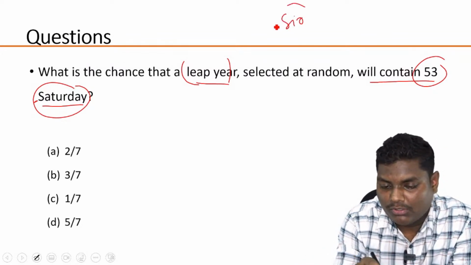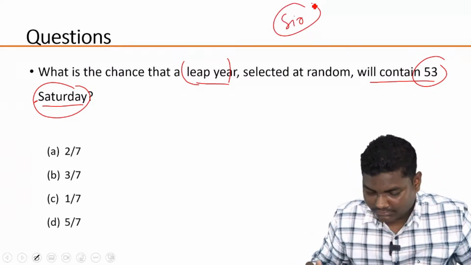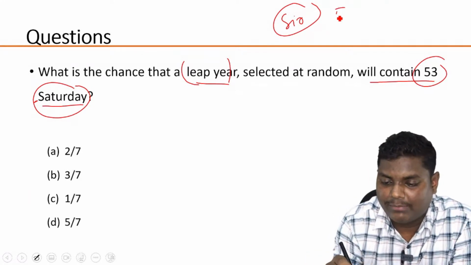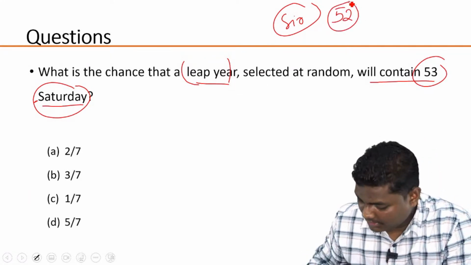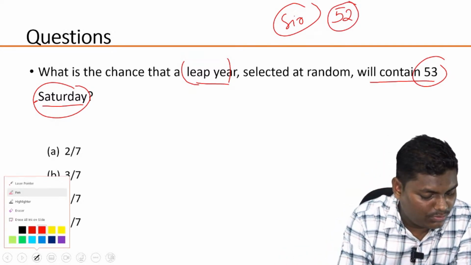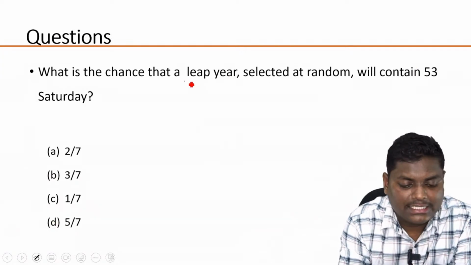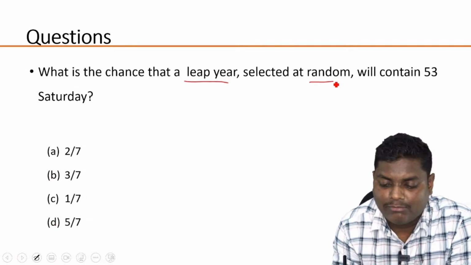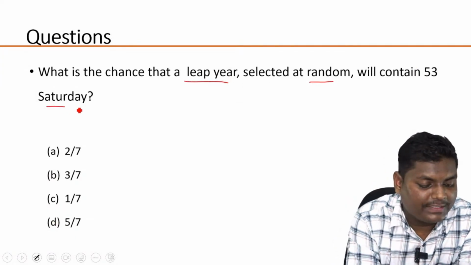Subra, you can try it out. You can try with the dates and check it. But the concept remains the same. So coming to this question, what is the chance that a leap year selected at random will contain 53 Saturdays?